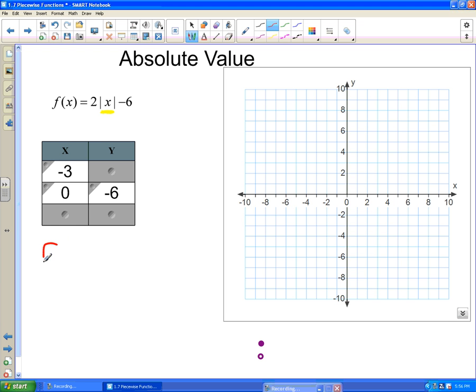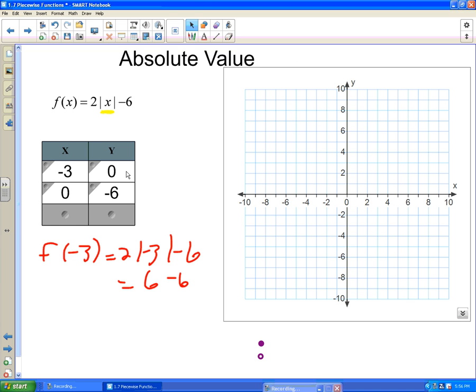So if I want to find f of -3, we'll go ahead and do the work here just so you can see. I have 2 times the absolute value of -3 minus 6. And the absolute value of -3 is 3, and 2 times 3 is 6, so I get 6 minus 6. So I'm going to get a 0 to come out, so that should be 0. Now I picked an input that was less than 0. I need to pick an input that's greater than 0.